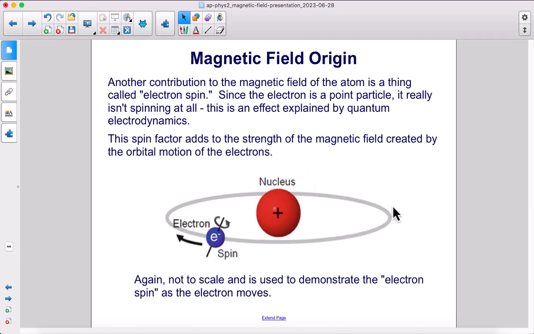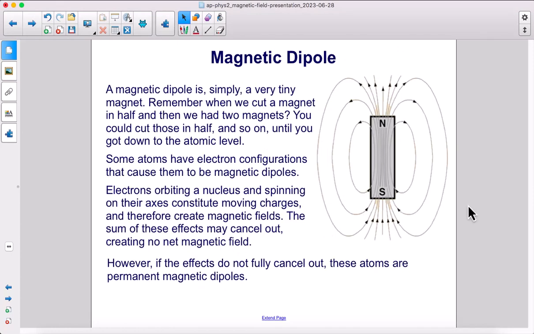A magnetic dipole is simply a very tiny magnet. Remember when we cut a magnet in half and then we had two magnets? You could cut those in half and so on until you got down to the atomic level. Some atoms have electron configurations that cause them to be magnetic dipoles. Electrons orbiting a nucleus and spinning on their axes constitute moving charges and therefore create magnetic fields. The sum of these effects may cancel out, creating no net magnetic field. However, if the effects do not fully cancel out, these atoms are permanent magnetic dipoles.